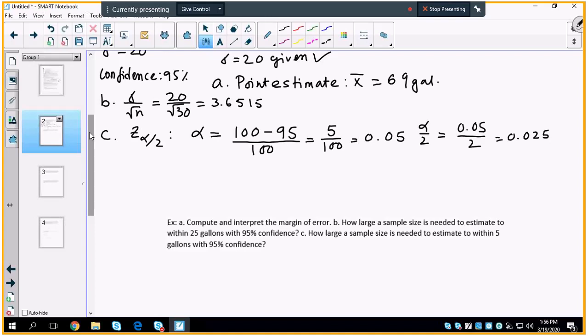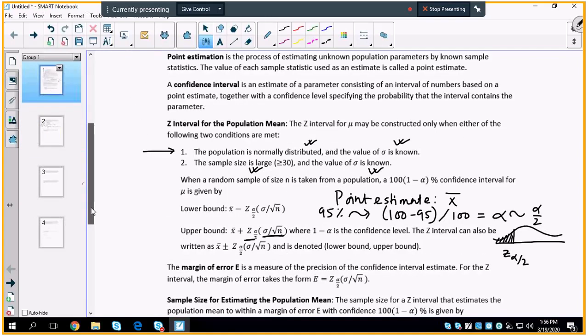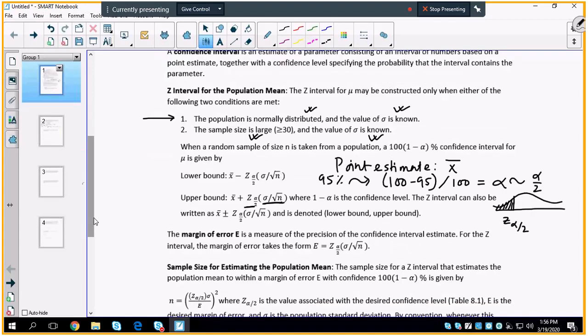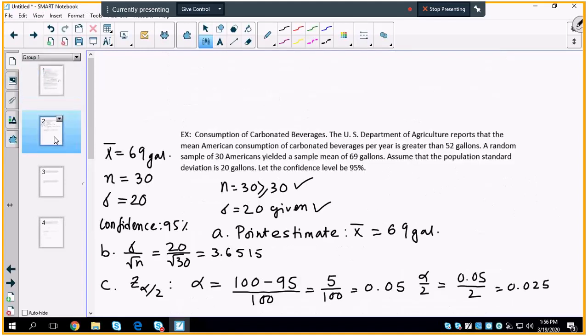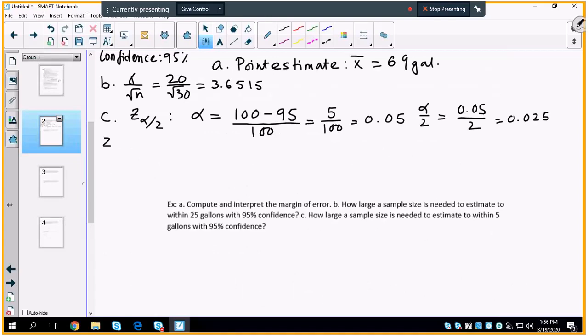Now remember what I told you when I'm finding Z alpha over 2. What is Z alpha over 2? Z alpha over 2 is the Z score so that the area to the left of this Z score is alpha over 2. In our problem, the alpha over 2 is 0.025. So we'll go ahead and see the standard normal table in order to determine the Z alpha over 2. Whenever you find this value, it will be a negative value for every single problem. But we are always going to write the absolute value of that negative value.